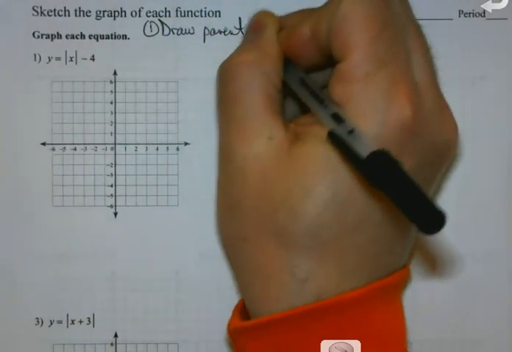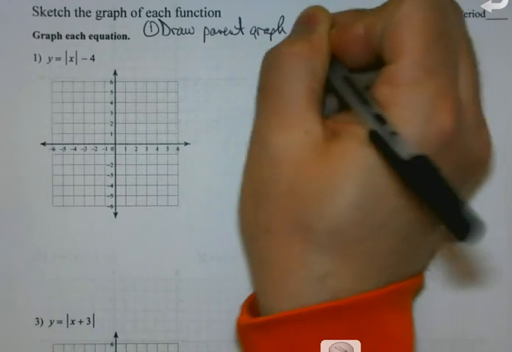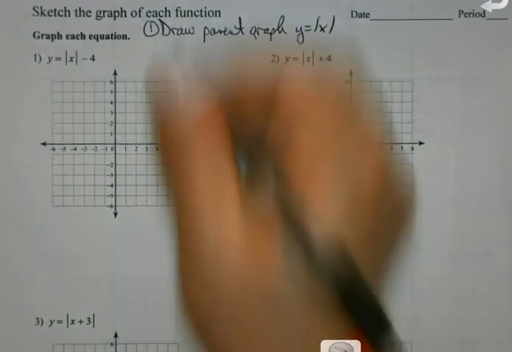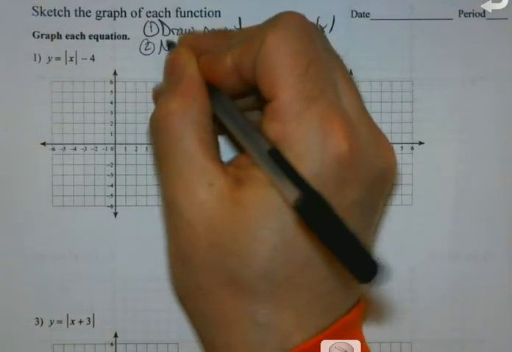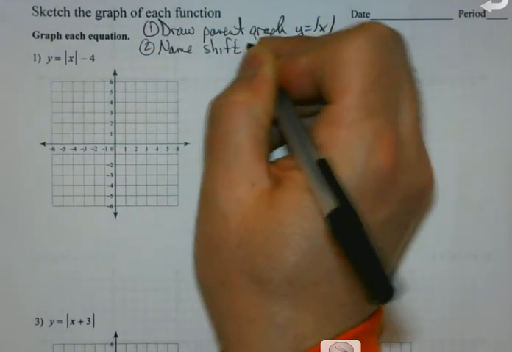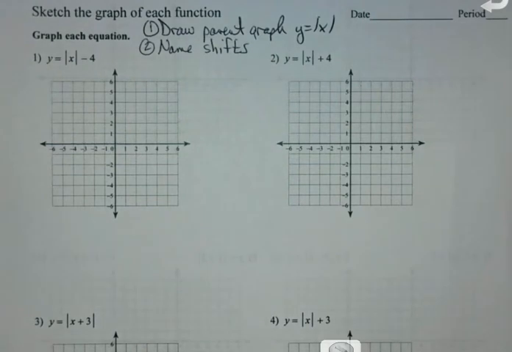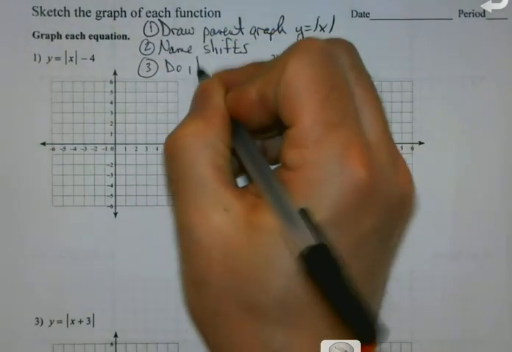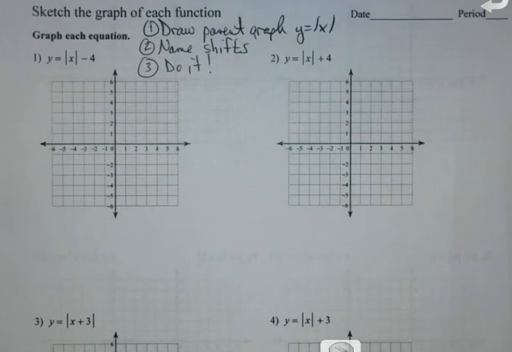We're going to draw the parent graph, y equals the absolute value of x. We're going to name the shifts that we do, and I'll talk about that in just a second. And then we're going to do the shifts. We're going to move them. So here's how this is going to work.